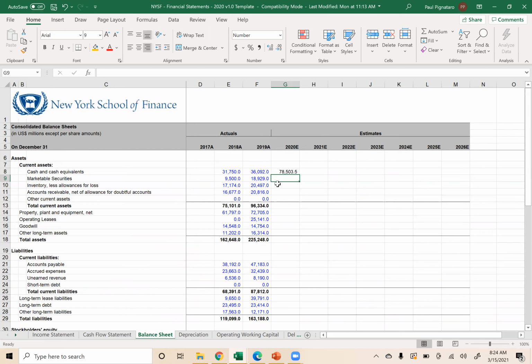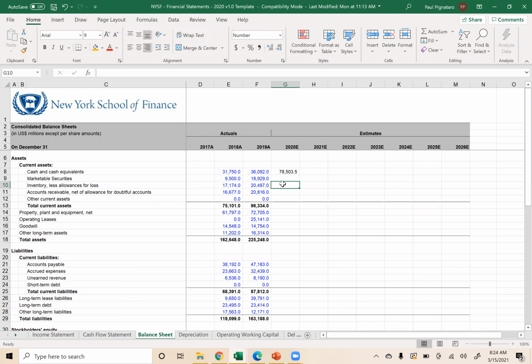Before we get to marketable securities, I want to illustrate a concept that I think is easier to understand when thinking about an object like inventory. Let's do inventory, and then I want to go back to marketable securities because I think the concept is easier to understand here. So let's look at inventory.